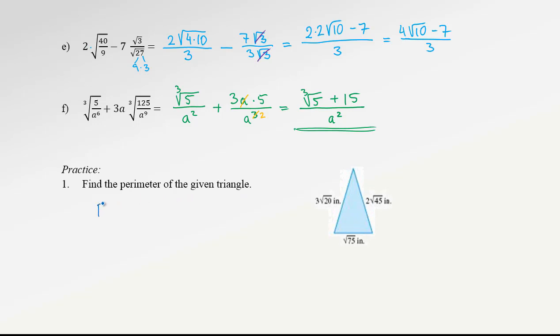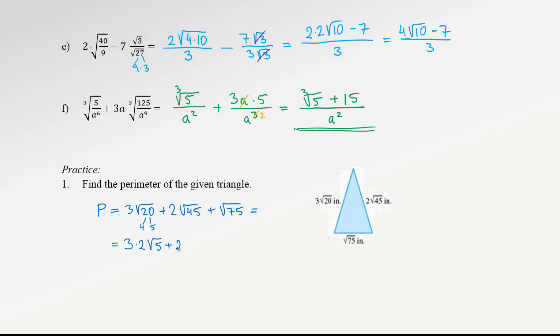We need to find perimeter, right? So we need to add all three sides, which is 3 root 20 plus 2 root 45 and plus root 75. Okay, let's simplify each root first. So we have 3, and then 20 splits into 4 times 5. So root 4 gives us 2, and root 5 stays.